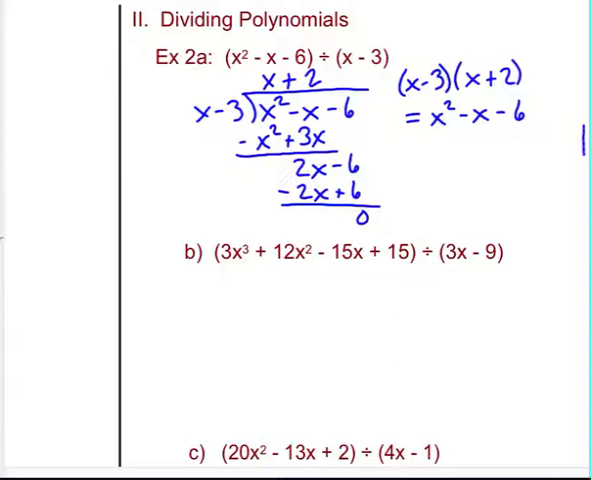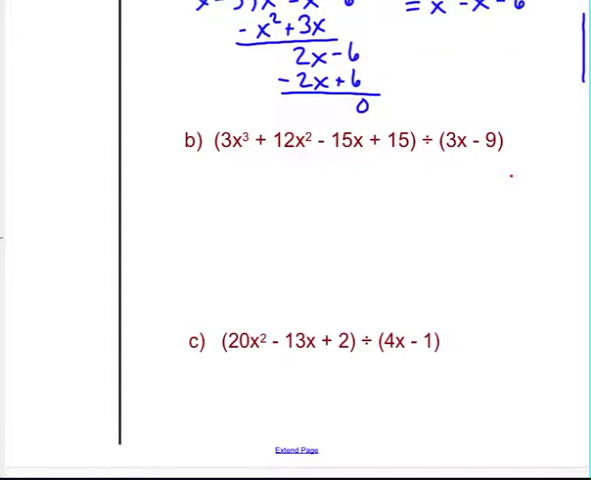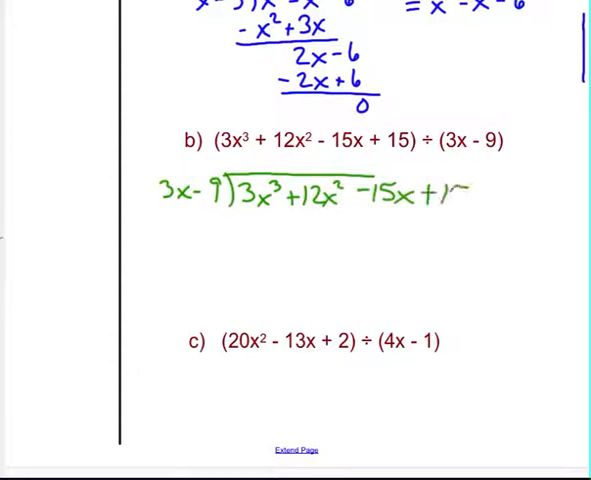All right, looking at the next example. All right, so we've got 3x minus 9 on the outside and 3x cubed plus 12x squared minus 15x plus 15 on the inside.